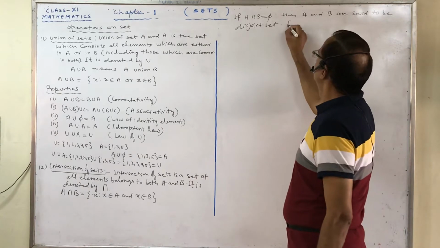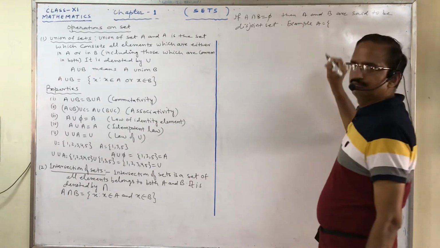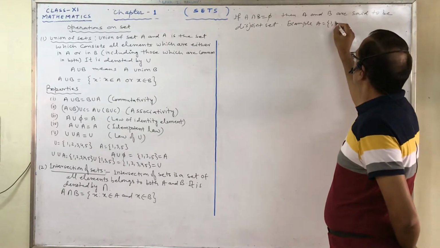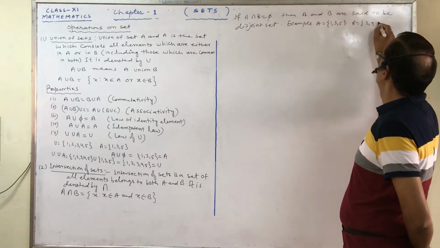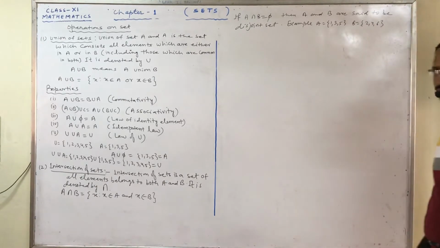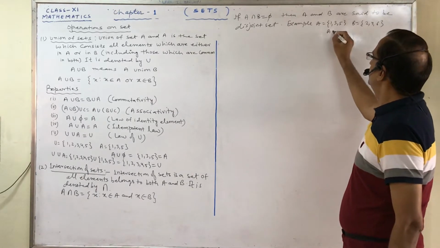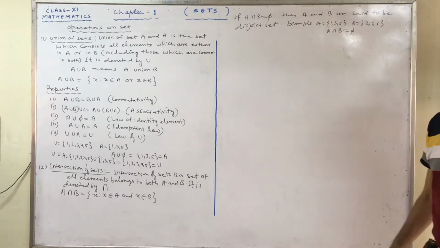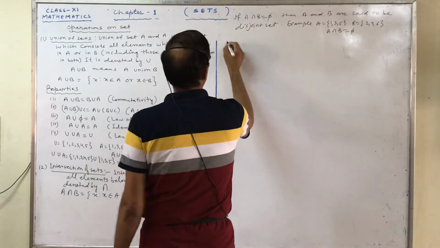For example, A is a set containing elements 1, 3, 5. B is a set containing elements 2, 4, 6. Now, no element is common in both sets. So we can say that A intersection B is phi, so A and B are disjoint sets. Now, properties of intersection.